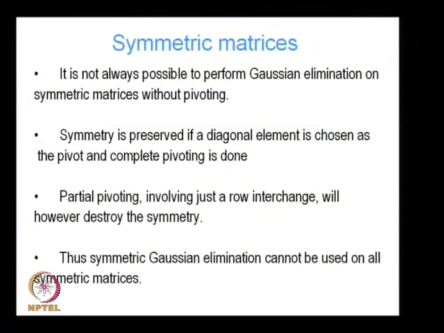Thus, symmetric Gaussian elimination cannot be used on all symmetric matrices, particularly when we encounter elements on the pivot which are either 0 or too small. We have to go for pivoting, and in that case if we do partial pivoting we are going to destroy the symmetry. The only occasion when we can preserve the symmetry is if we do pivoting on a diagonal element and then we do total pivoting, that is we interchange the rows as well as the columns.